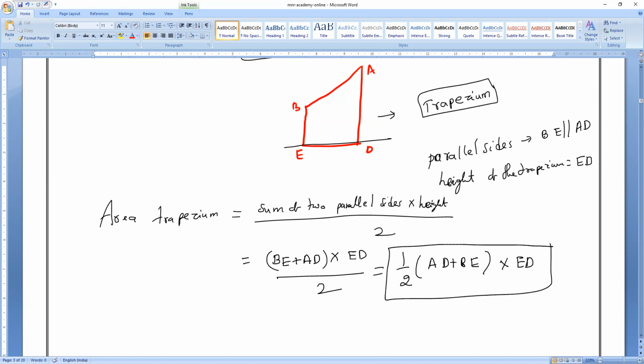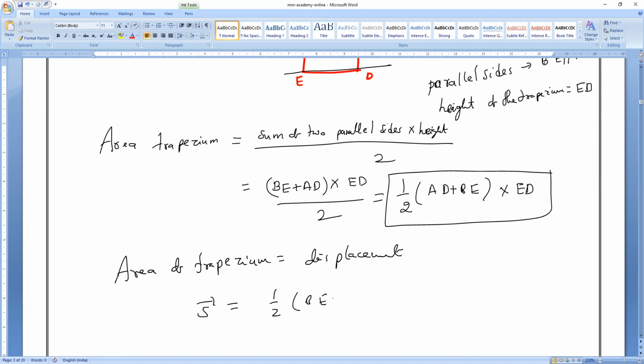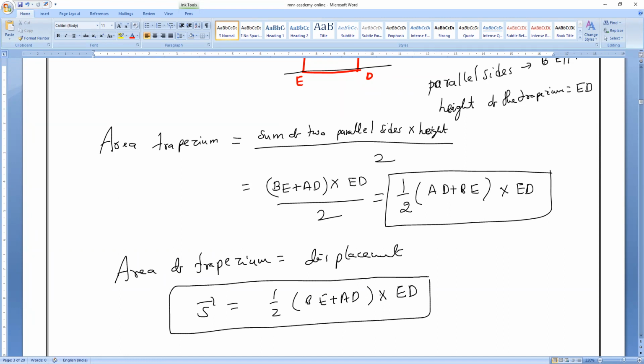Area of a trapezium. So area of a trapezium is equal to what? It is the displacement. So I can say displacement S is equal to half into BE plus AD into ED. Is it okay, guys? Shivani, Alpin, Agalya, understand?